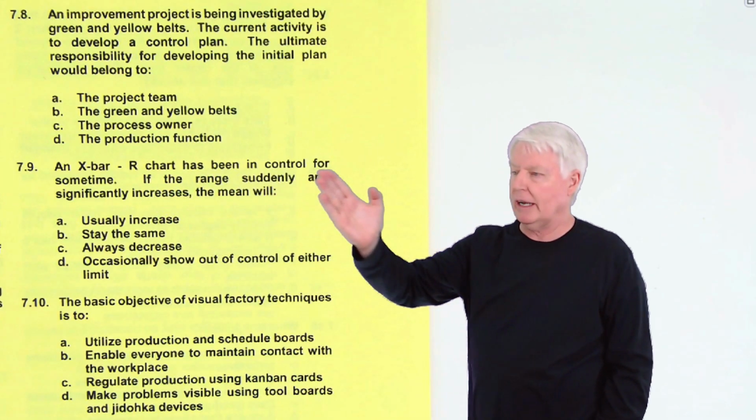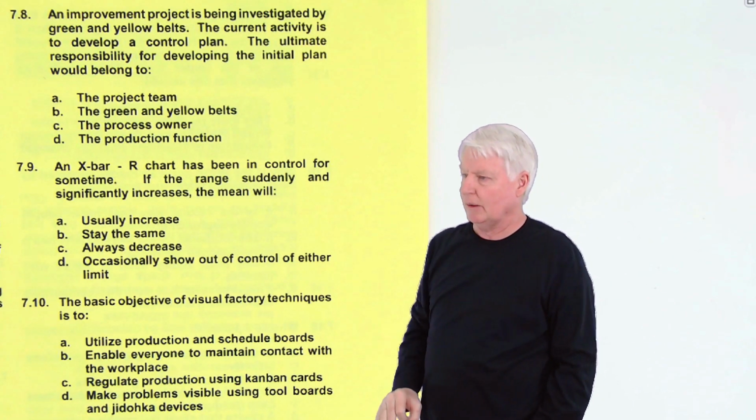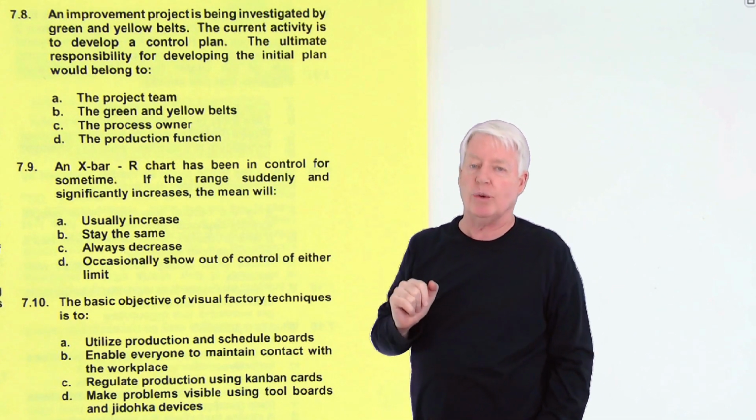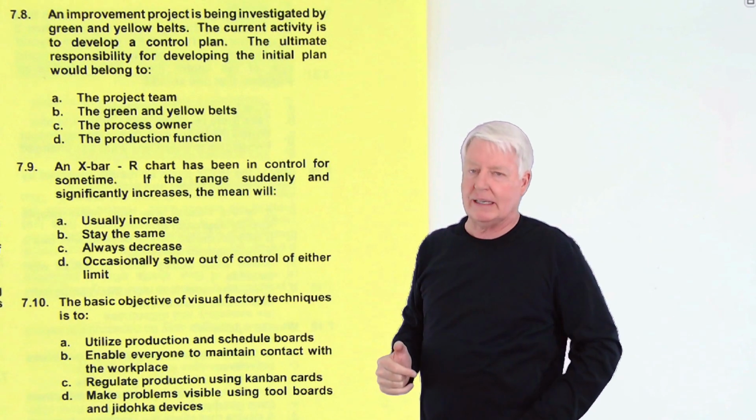7.9, an X bar R chart has been in control for some time. Very good. It's in control, it's predictable. If the range suddenly and significantly increases, the mean will do what? So the width of the distribution, boom, it goes out big time.